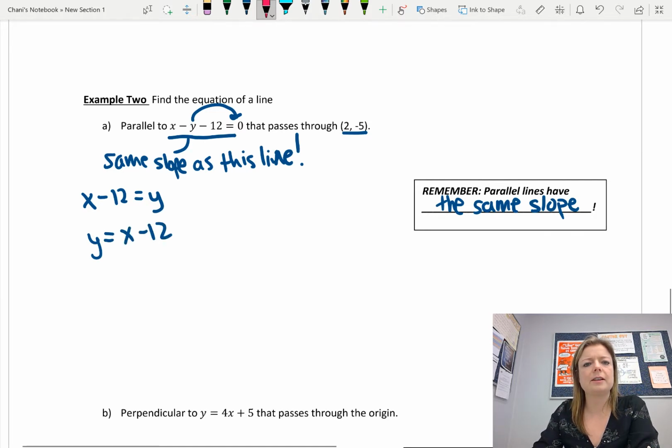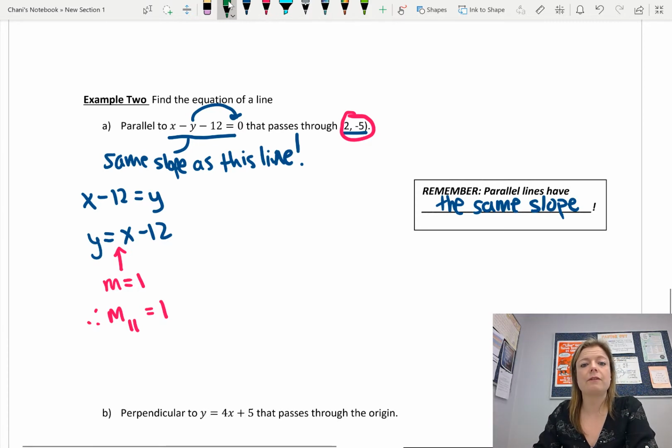So notice here that the slope is just equal to 1. So therefore, the slope of a parallel line is equal to 1. So now we sub in this slope and this coordinate into y equals mx plus b and solve for b.